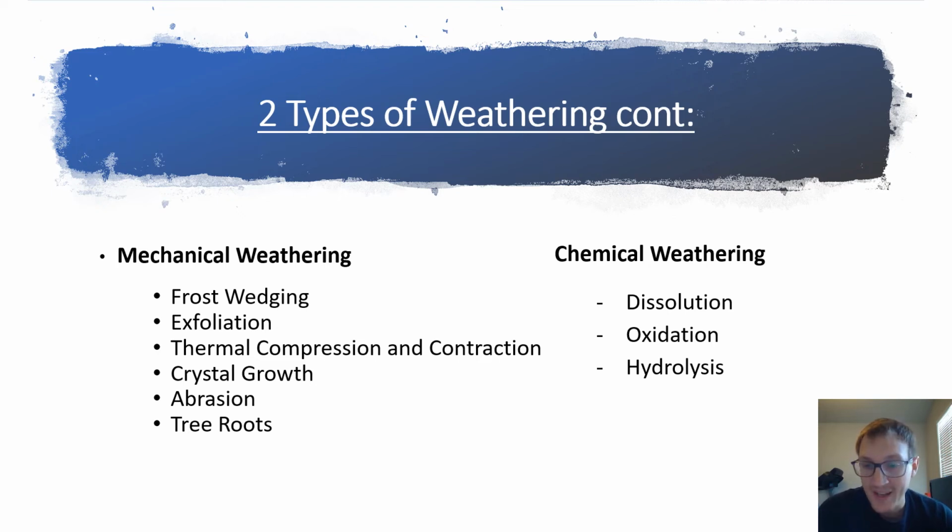We're going to talk about mechanical weathering first, and you guys are going to do a little exploration. I'm going to have a separate video for mechanical weathering only. Let's look at mechanical weathering. Make sure you write all these down: frost wedging, exfoliation, thermal expansion and contraction, crystal growth, abrasion, and tree roots. Okay, and then chemical weathering: dissolution, oxidation, and hydrolysis are all methods of chemical weathering.